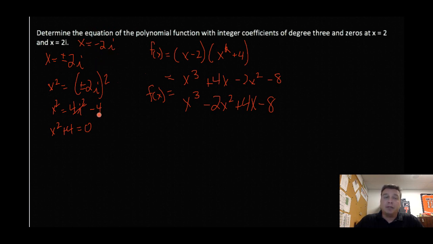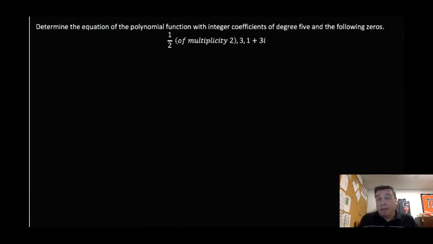First thing I do is figure out the quadratic equation that gives me positive and negative 2i as zeros. That's what this is. Then I take the zeros I know from the real number that is given, and I multiply everything out. And that gives me, in this case, the third degree polynomial equation. All right, so the next one is going to be a lot more complicated because we have more values.